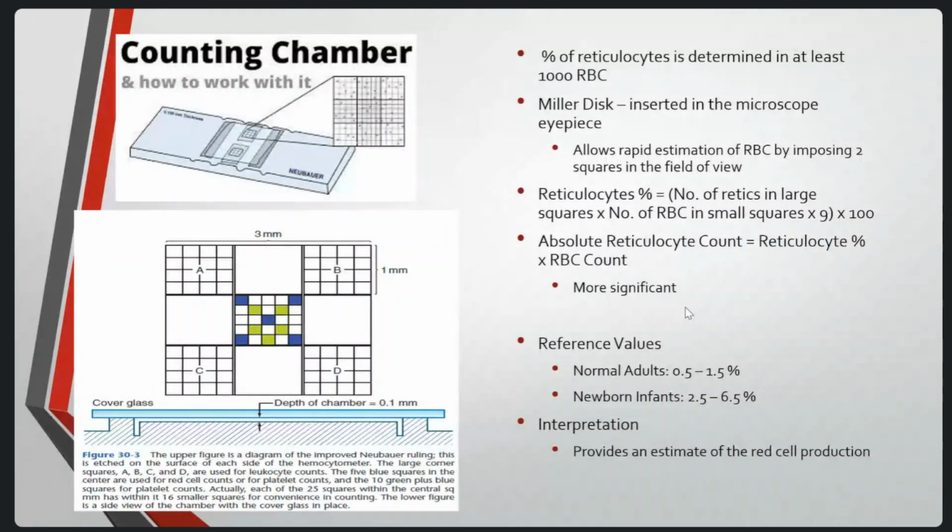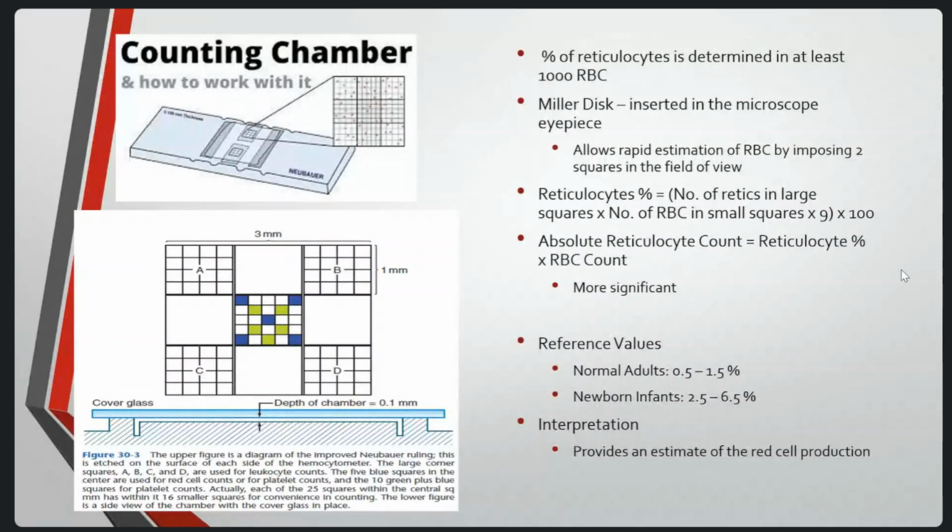Okay. So the number of reticulocytes is determined in at least 1,000 RBCs. I have not encountered this one, the Miller disc, which is inserted in a microscope, and this will allow you to estimate the RBCs rapidly by imposing two squares in the field of view. This is the formula for our reticulocyte.